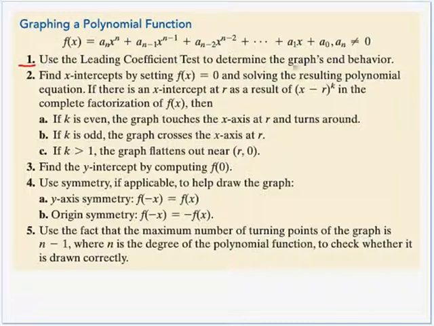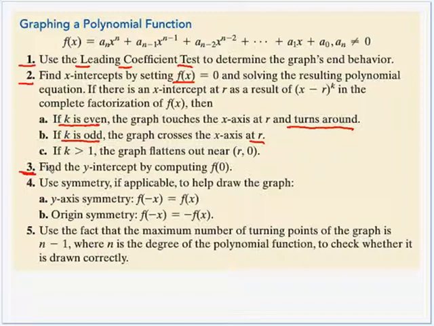Step 1, we're going to figure out the end behavior with the leading coefficient test. Step 2, find the x-intercepts. Set the equation equal to 0 and solve the resulting polynomial. If there is an x-intercept at some value r, you can put it in the form of a factor, x minus r to the kth power, in the complete factorization. If that exponent is even, we have even multiplicity and the graph is going to touch and turn. If that multiplicity is odd, we cross at that point. If that exponent k is greater than 1, the graph flattens out near that point.